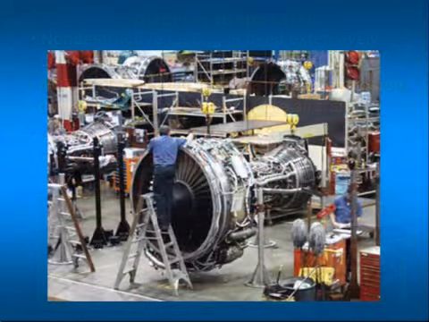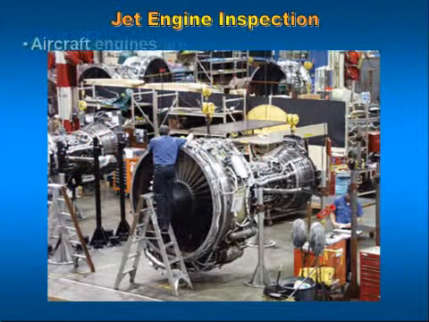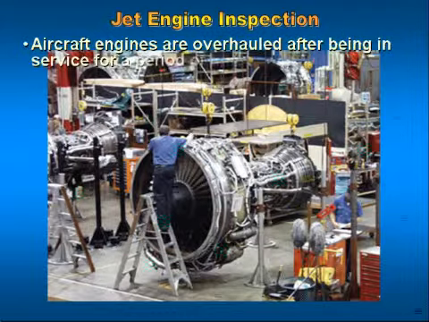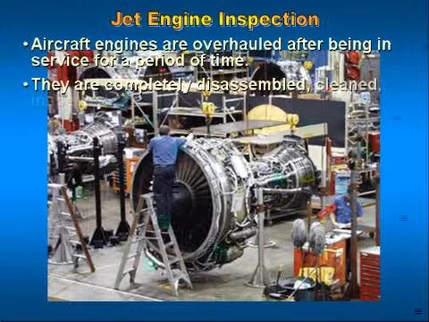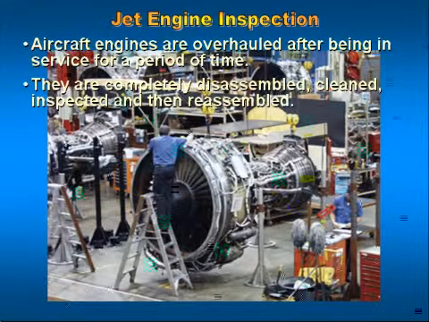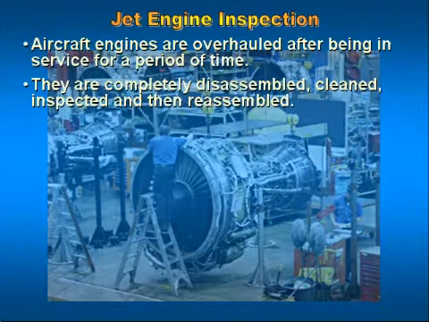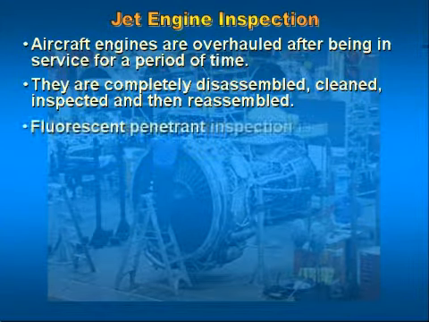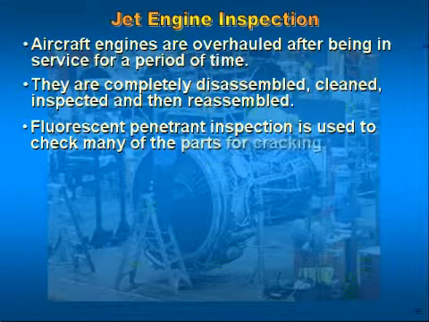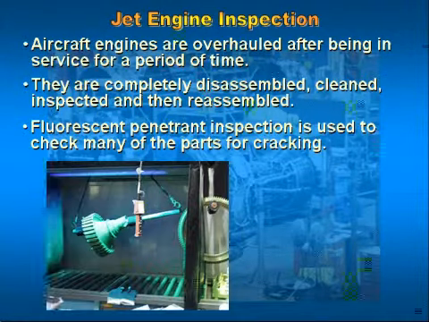Jet engine inspection. Aircraft engines are overhauled after being in service for a period of time. They are completely disassembled, cleaned, inspected, and then reassembled. In this image below, fluorescent penetrant inspection is used to check many of the parts for cracking.